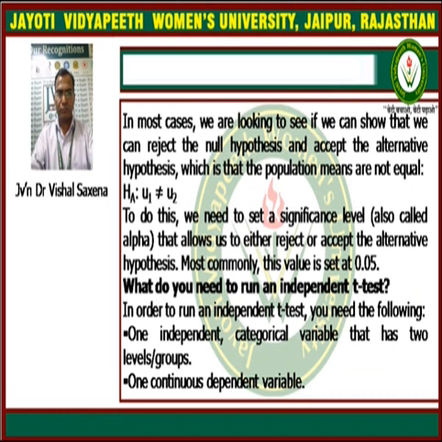In most cases, we are looking to see if we can show that we can reject the null hypothesis and accept the alternative hypothesis, which is that the population means are not equal. So in the alternative hypothesis we can take here U1 is not equal to U2. To do this, we need to set a significance level, also called alpha, that allows us to either reject or accept the alternative hypothesis, and most commonly this value is set as 0.05.